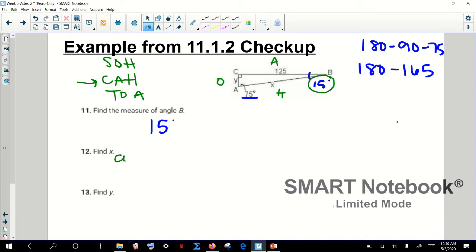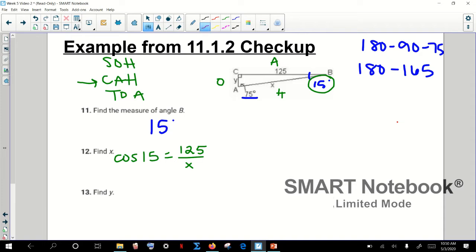So the cosine of my angle, in this case we have an angle that's 15. So cosine of my angle, 15 degrees, is equal to adjacent, which is 125, divided by hypotenuse, which is x. So you can see if we decided to use sine, we would have had two missing pieces of information, right? We would have had y over x, and that wouldn't have been easy to solve. So we used cosine so that we only had one piece of missing information.